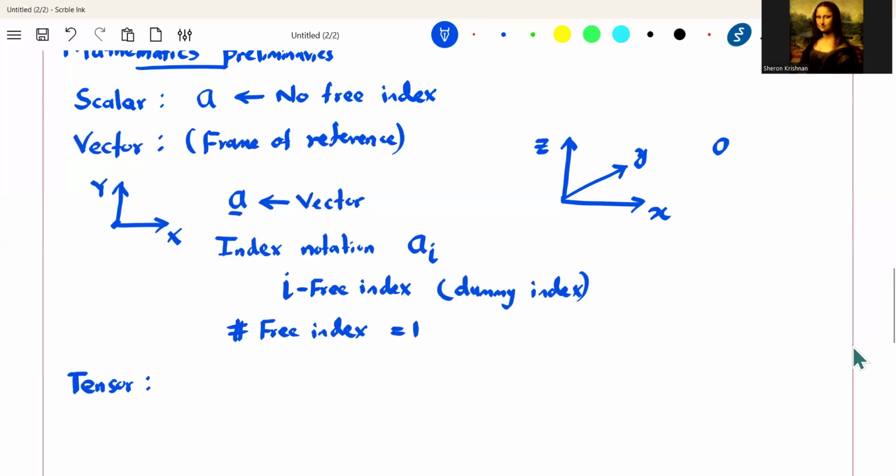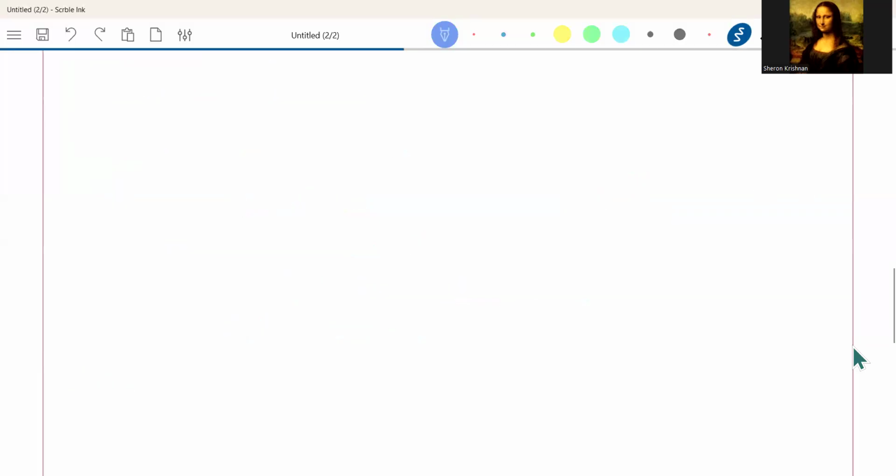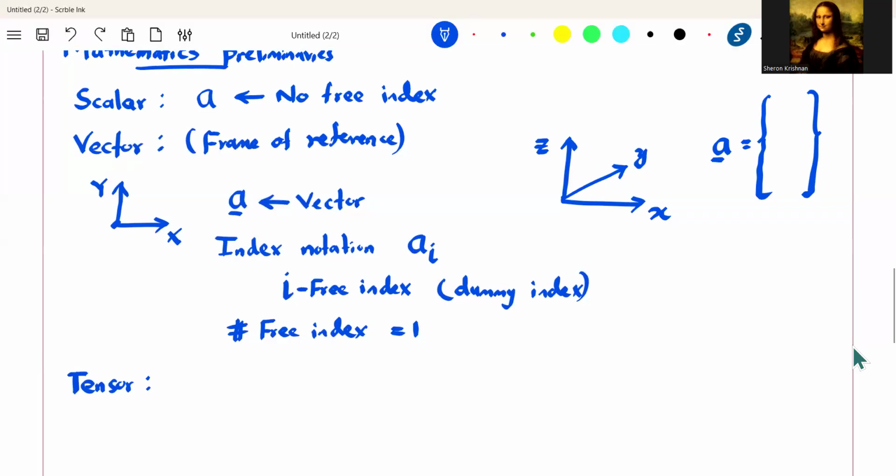If we want to represent any vector, normally we use the column matrix to represent this vector. For example, this vector has 3 components along X, Y, and Z. So let's say each component is X component, Y component, Z component. In mathematics, you studied these things to represent this one.